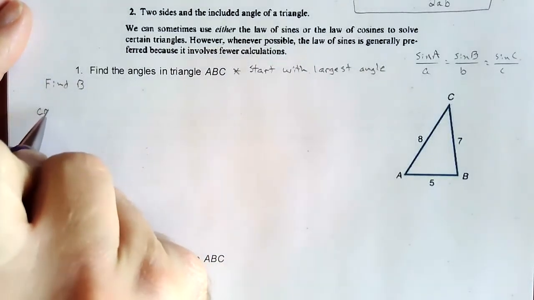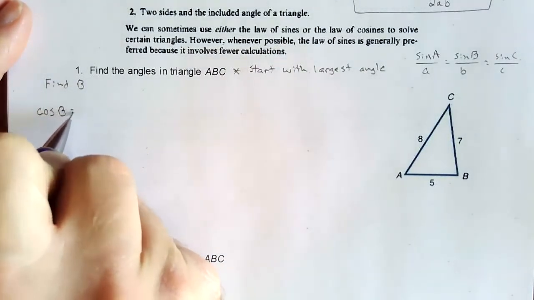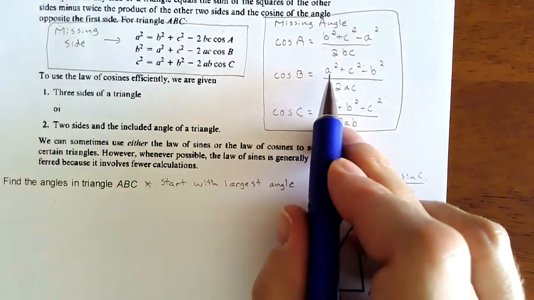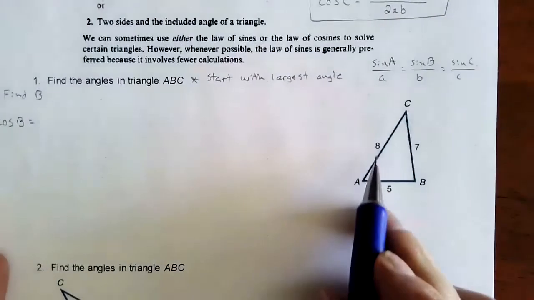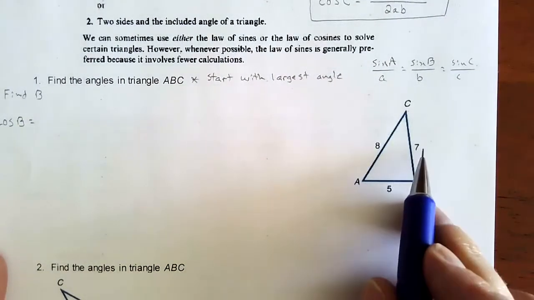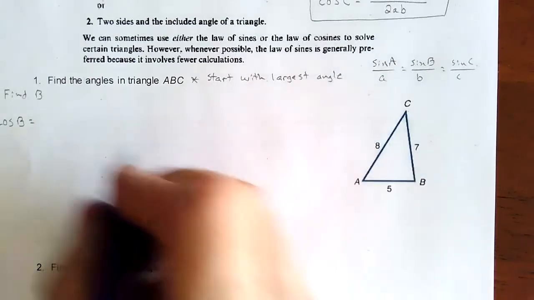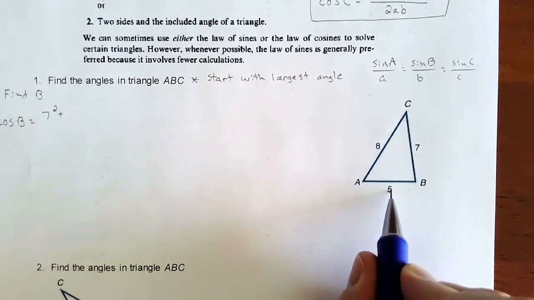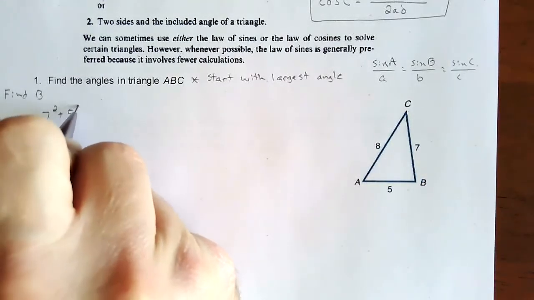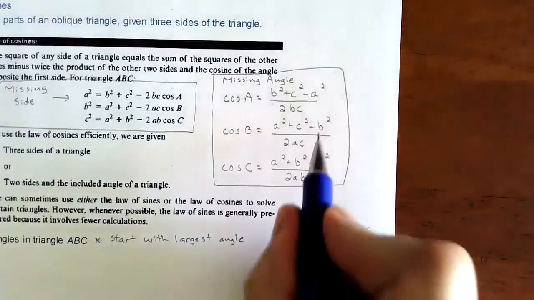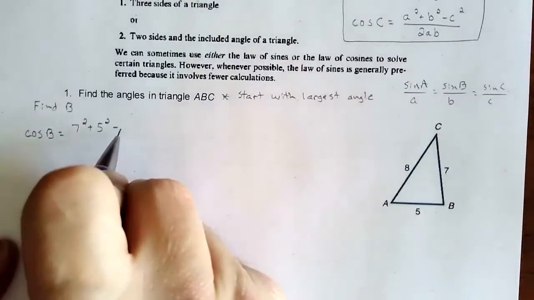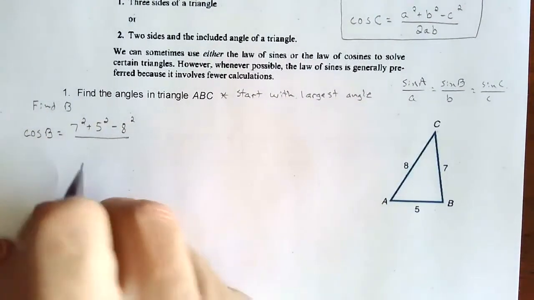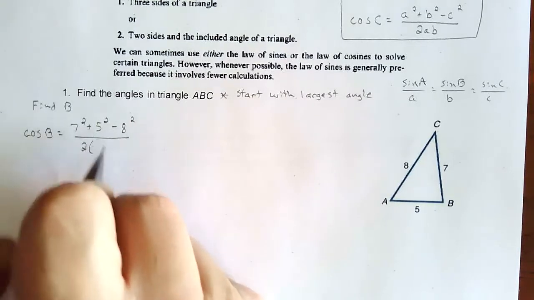So it's going to start off as cosine of B, and eventually we'll do the inverse cosine to finish it off. Here's our formula. We're going to take A squared plus C squared. This would be A because it's across from angle A. So 7 squared plus C squared, which is 5, so plus 5 squared, and then minus B squared, which is 8 squared, divided by 2 times the first 2.